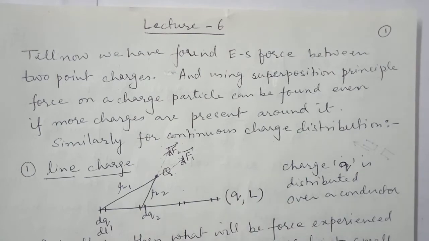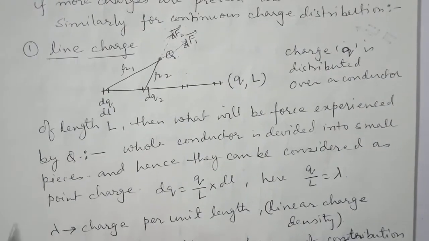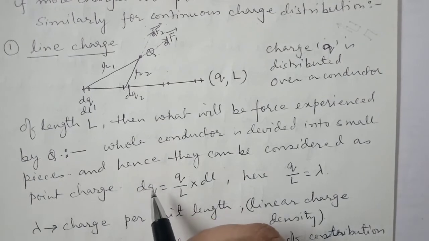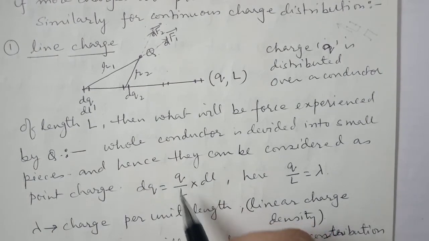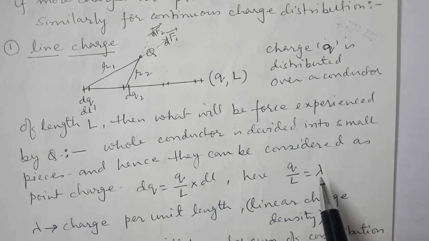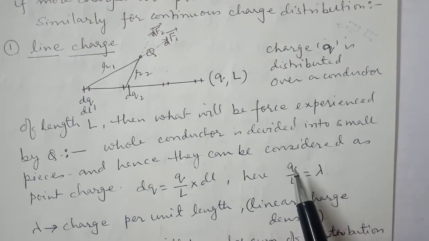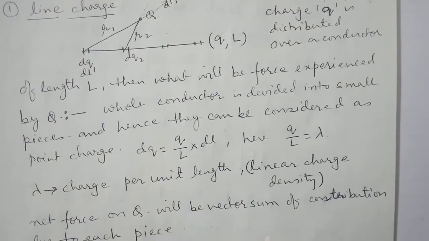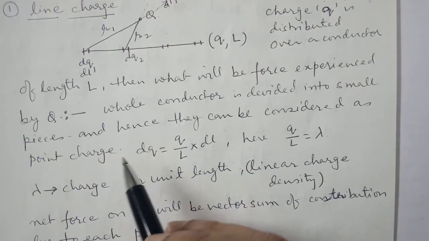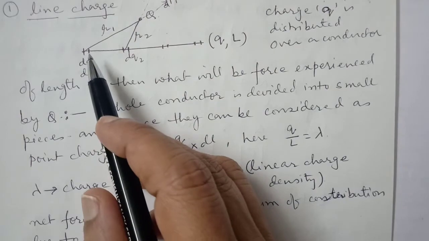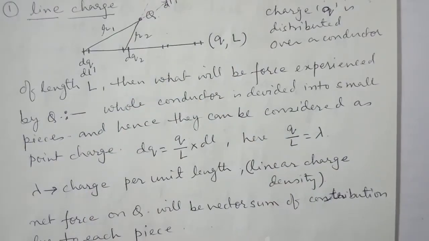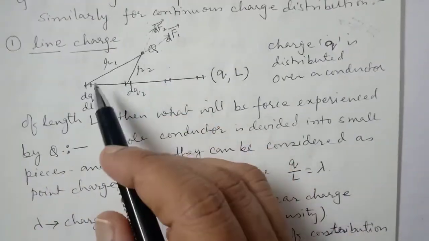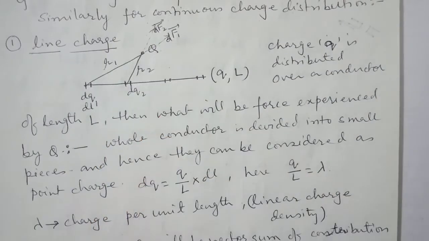Now, what is this charge dq? This charge dq is Q by L into dl. What is this Q by L? It is denoted by lambda. It is charge per unit length. This is also known as linear charge density. Hence, dq becomes lambda dl. And we can consider the force due to this dq at this point as k Q dq upon r1 square.